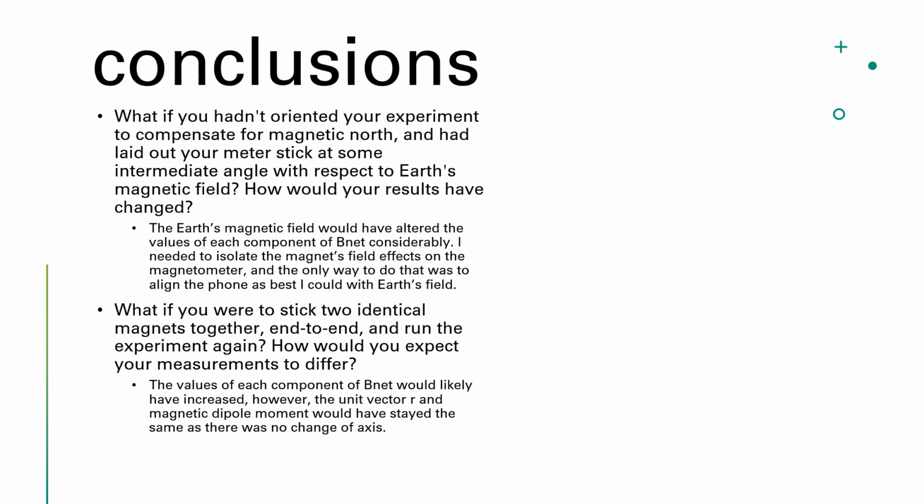Secondly, what if I were to stick two identical magnets together? The values of each component of B net would likely have increased. However, the unit vectors and dipole moment would have stayed the same.